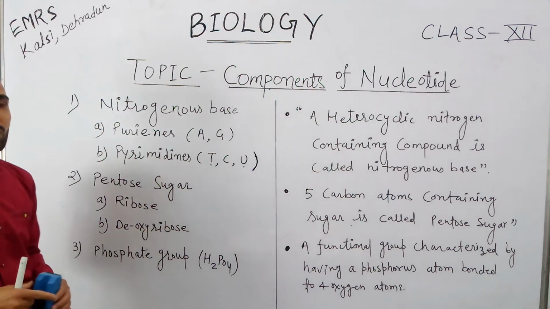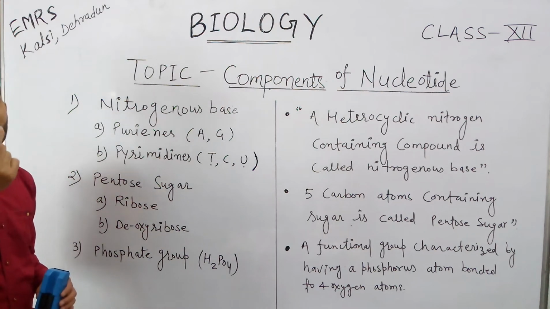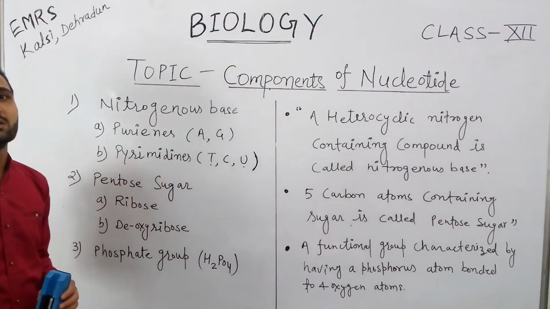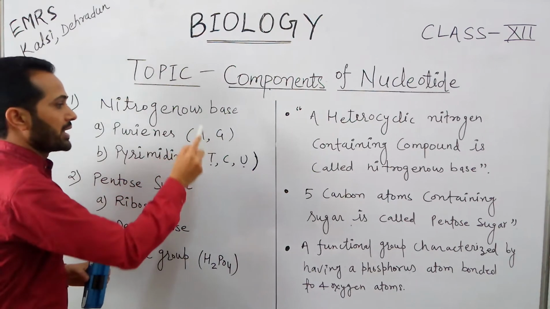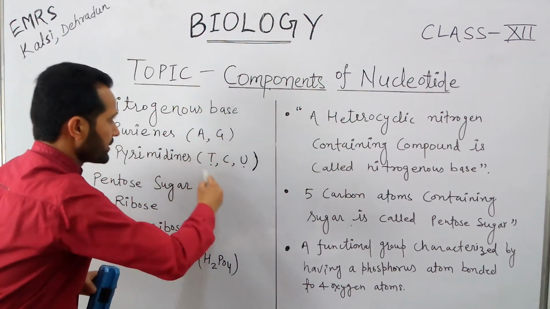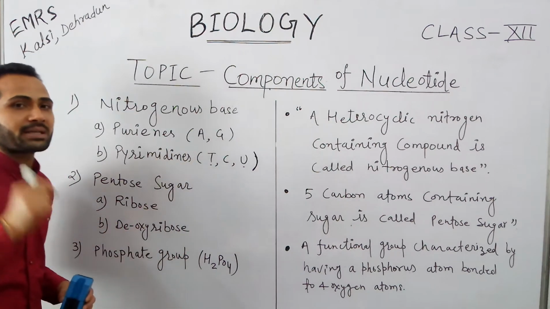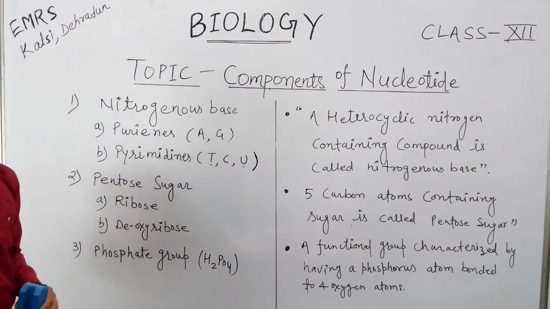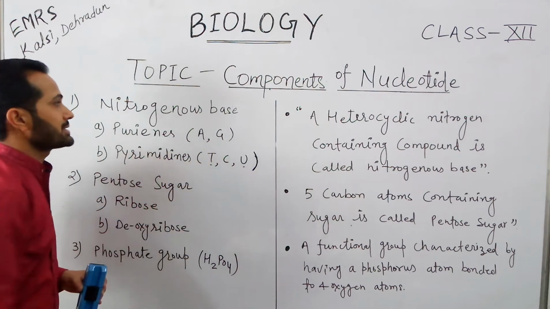There is one more important thing. In the structure of DNA, the nucleotide present in DNA is made up of adenine, guanine, thymine and cytosine. These four nitrogenous bases, adenine, guanine, thymine and cytosine, are present in the DNA. So DNA is made up of these four nitrogenous bases.